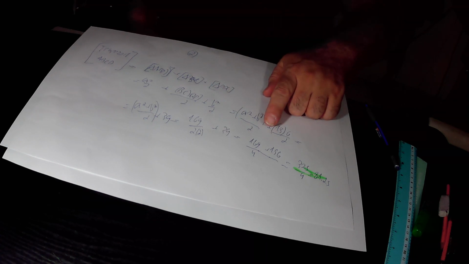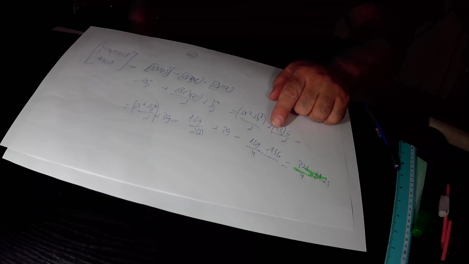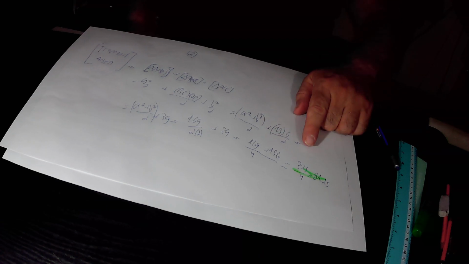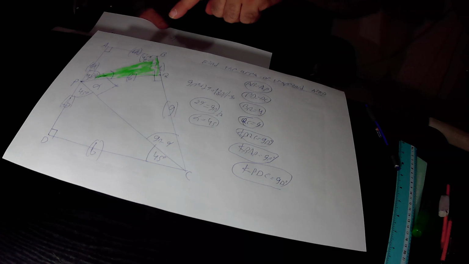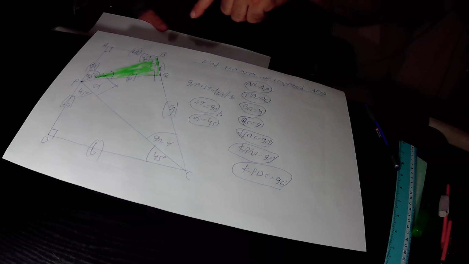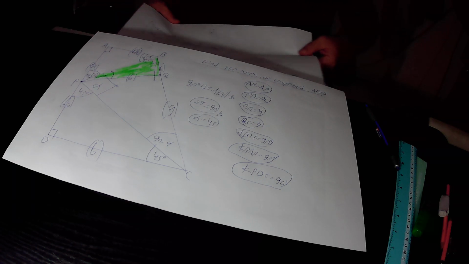So in total, 169 plus 156 over 4 is the area of trapezoid ABCD. 169 plus 156 is 325 over 4. So the area of this trapezoid ABCD is equal to 325 over 4 square units. In terms of numbers, the area of this trapezoid ABCD is equal to 81.25 square units. Okay, thank you very much.